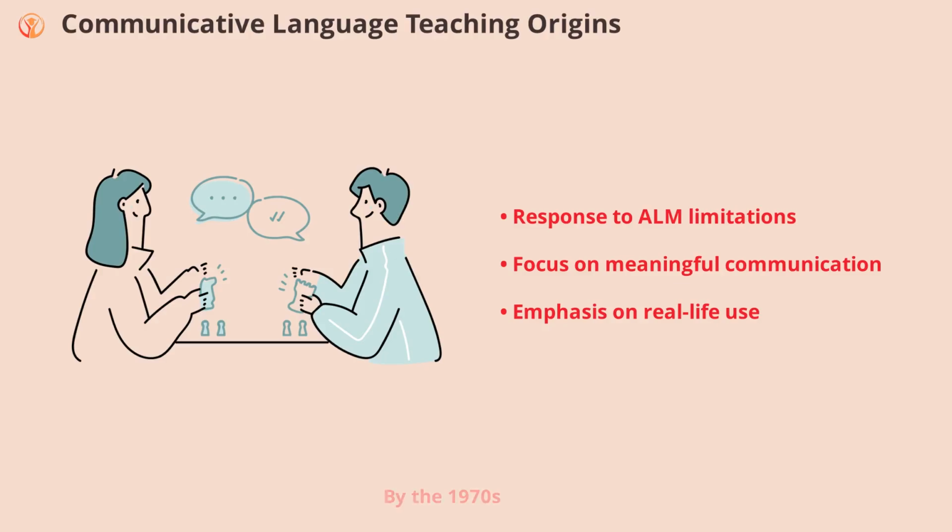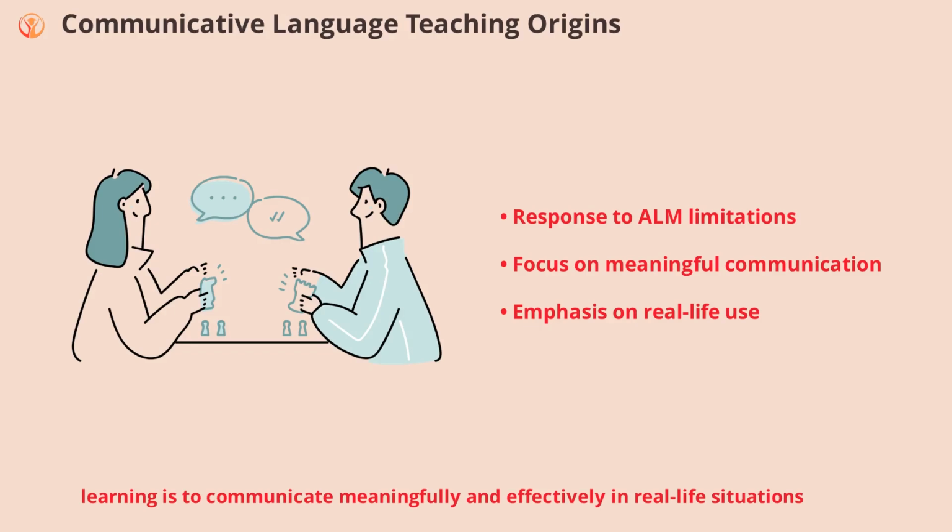By the 1970s, educators began to see the limitations of the audiolingual method, especially its lack of focus on meaningful communication. Communicative language teaching, or CLT, emerged as a response. The central idea is that the primary goal of language learning is to communicate meaningfully and effectively in real-life situations. This approach values not only grammatical accuracy, but also the ability to use language appropriately in various social contexts.